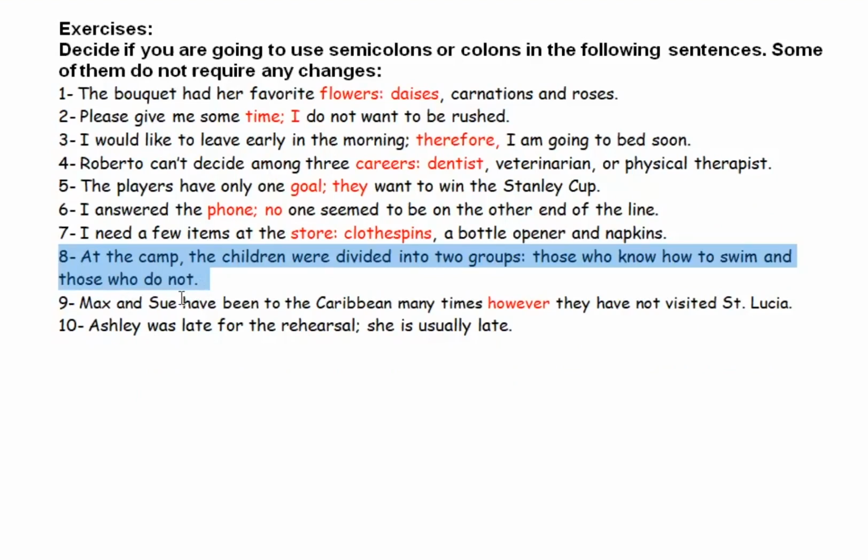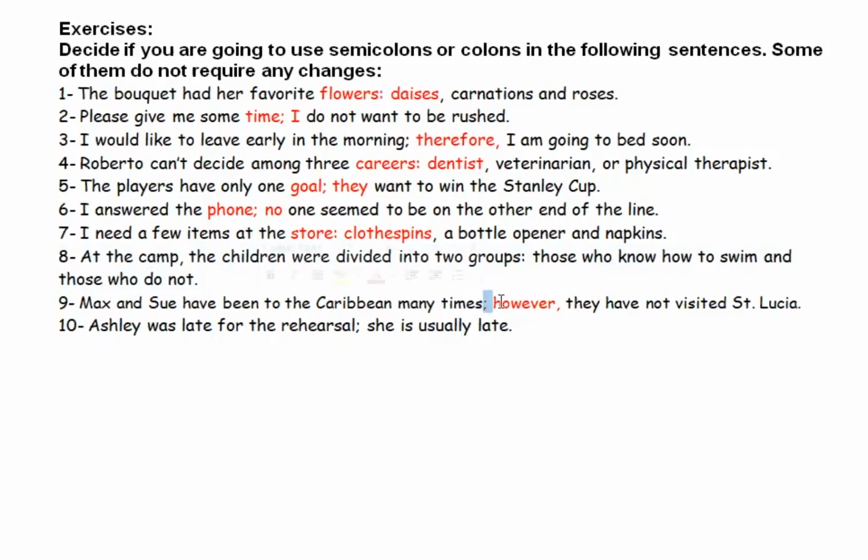Number 9, Max and Sue have been to the Caribbean many times. However, they haven't visited St. Lucia. So, okay, we have however, which is a conjunctive adverb. Before it, we're supposed to use a semicolon. And then after it, we're supposed to use a comma. One more time, if you decide to use a full stop here, it's completely acceptable. And then instead of the small letter, you're going to use a capital letter. Finally, Ashley was late for the rehearsal; she's usually late. No mistakes here in this sentence because we already divided the 2 parts using a semicolon, so we don't need to make any changes.